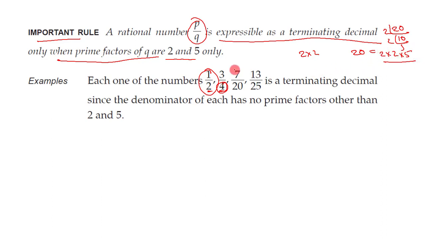Then it is said to be a non-terminating decimal. And 13 by 25: 25 is represented as 5 into 5. So these rational numbers can be expressed in the form of terminating decimals. Why? Because these denominators have only two prime factors, that are 2 and 5.